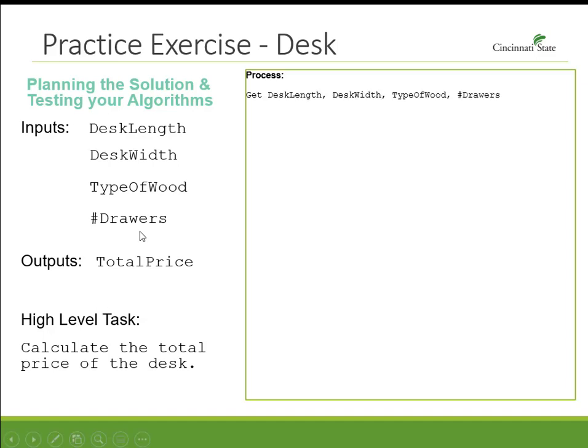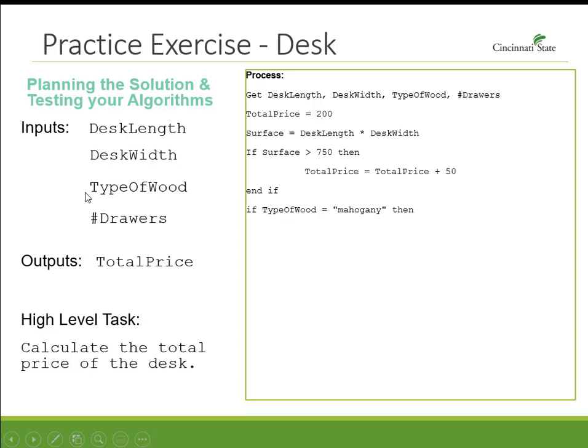First thing we want to do, we want to get the desk length, width, type of wood, and number of drawers. Let's go on and set the total price equal to 200 because that's our minimum. Calculate the surface. It's desk length times desk width. Let's go on and look at this if logic. Now we want to add an additional $50 if the surface area exceeds 750 inches. So let's go on and add $50 to the total price, and we have an end-if statement.